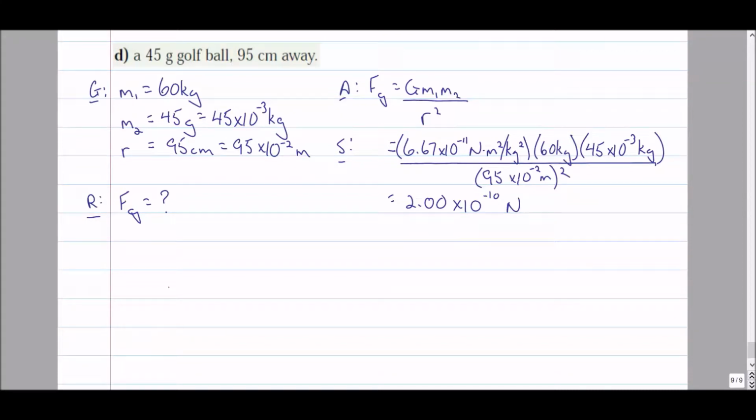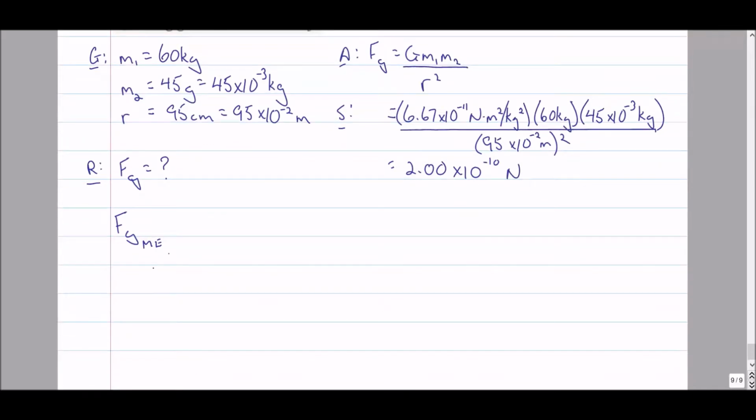There are times when that very weak force is considerable, and one way that we can look at that is if we look at the force of gravity. Let's get the force of gravity between the moon and the Earth. We'll have to look up a couple of facts here. The mass of the moon is going to be 7.35 times 10 to the power of 22 kilograms.